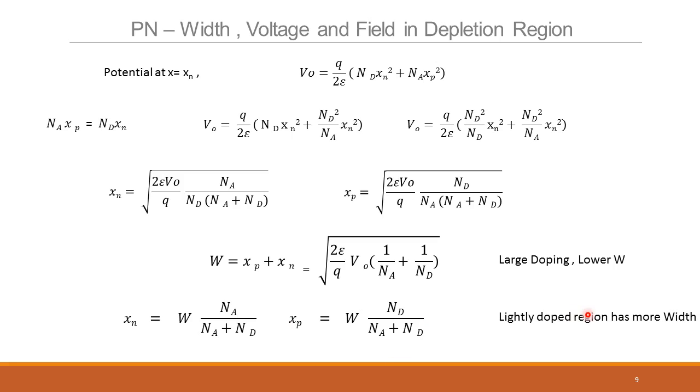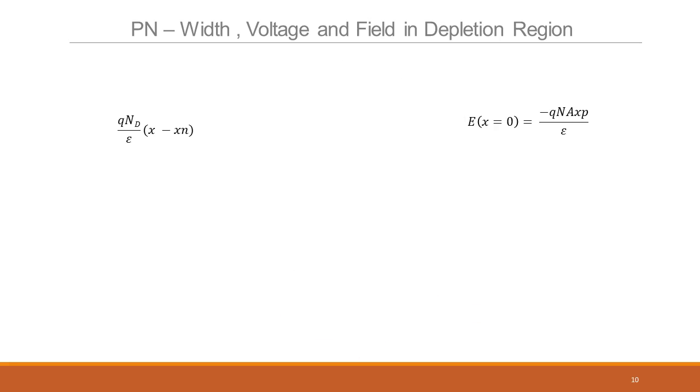Okay? Lightly doped region has more width. So if ND is more, XP is larger. If NA is more, XN is larger. Another way of saying it, NA is less, XN is lesser, or XP is larger. Lightly doped region has more width. Overall width will reduce if the doping increases. And the relative portion of XN and XP depends on the relative doping densities. Now, so we got the width, we know XN, XP, we know VO.